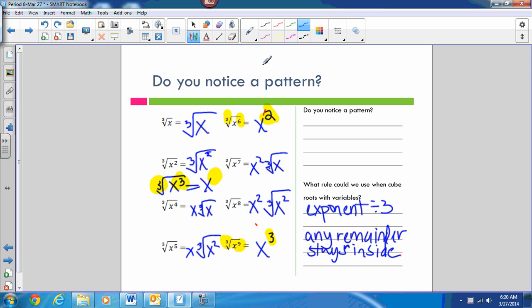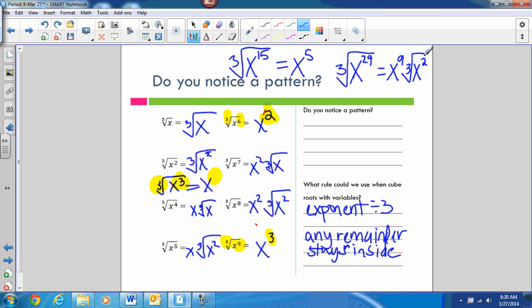Okay, so for example, the cubed root of x to the 15th. Well, 15 divided by 3 equals 5, so that would be x to the 5th. What if I want the cubed root of x to the 29th? Well, 29 is not divisible by 3, but the closest multiple of 3 under 29 would be 27. So 27 divided by 3 is 9, remainder 2. So that would be x to the 9th, with x squared underneath, because there's a remainder of 2 underneath. Hope that makes sense.